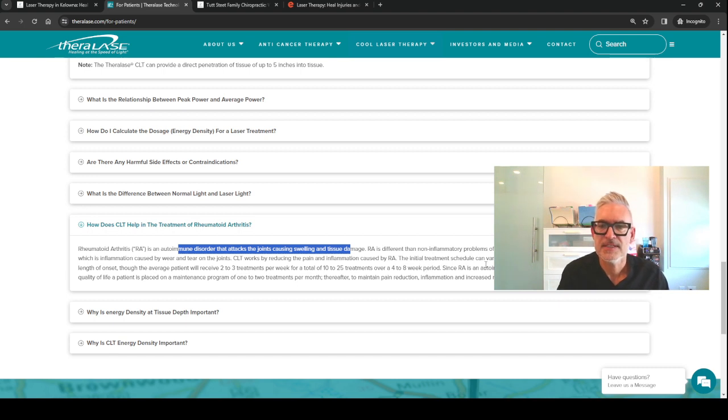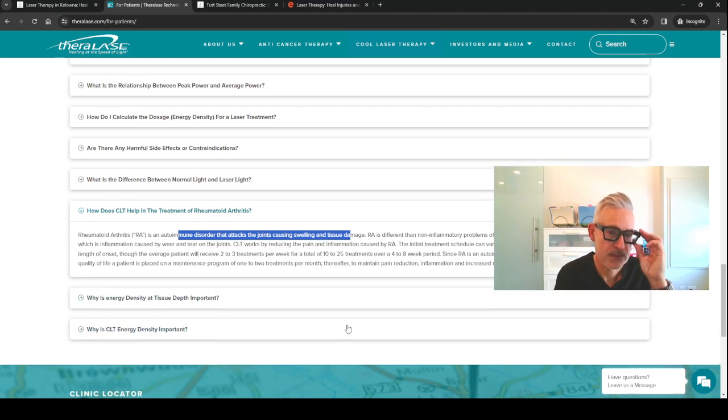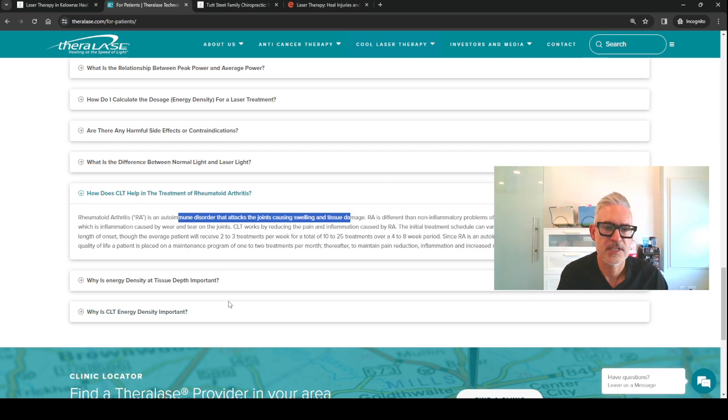The initial treatment schedule can vary depending on the severity of the condition and the length of onset, though the average patient receives 2 to 3 treatments per week for a total of 10 to 25 treatments over a 4 to 8 week period to heal the tissues. Since rheumatoid arthritis is an autoimmune disorder and it's not curable, in order to maintain a quality of life, a patient is placed on a maintenance program of 1 to 2 treatments a month thereafter to maintain pain reduction, reduce inflammation, and increase range of motion. So that's wonderful too for people that have autoimmune disorders, inflammatory conditions like rheumatoid arthritis.